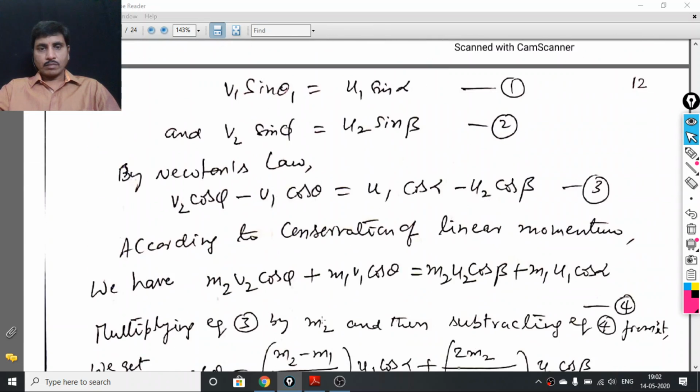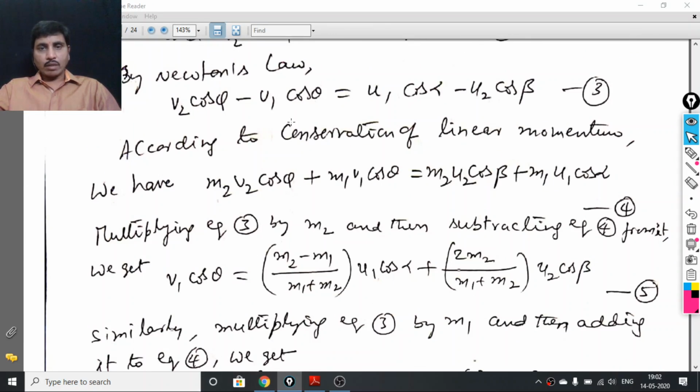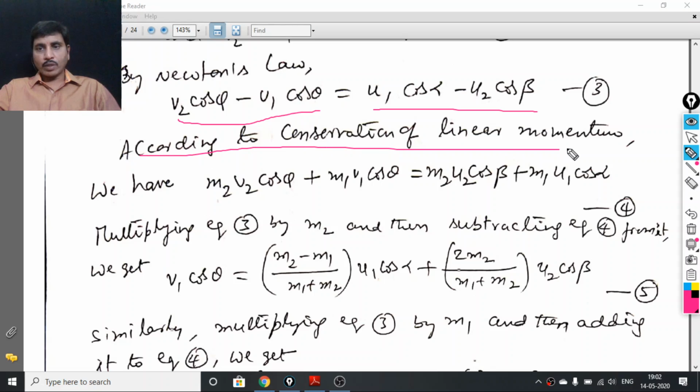Now, by Newton's law, v2 cos phi minus v1 cos theta is equal to u1 cos alpha minus u2 cos beta. This can be derived as before and after collision the relative velocities are the same. Now, according to the law of conservation of linear momentum, we get m2 v2 cos phi plus m1 v1 cos theta is equal to m2 u2 cos beta plus m1 u1 cos alpha. That is equation 4.